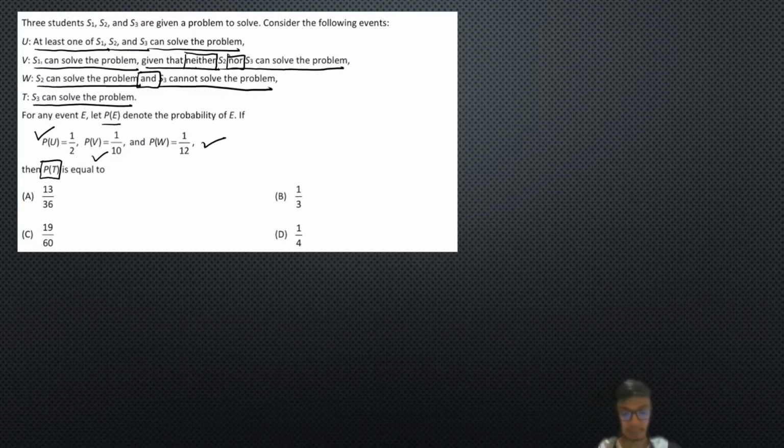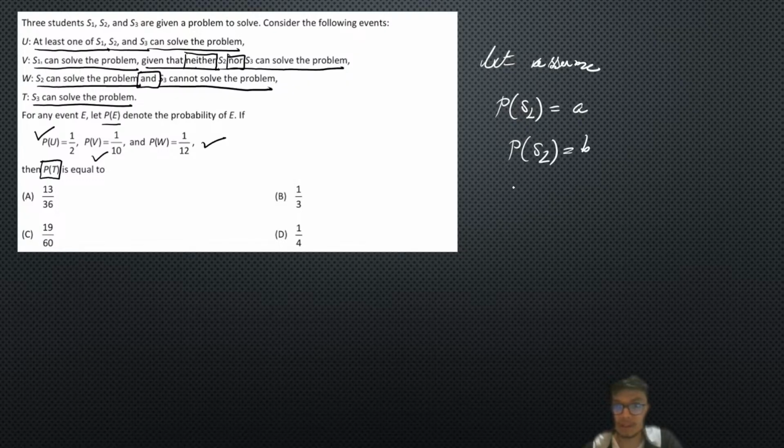From the Venn diagram and by doing the analysis of the Venn diagram, you're going to definitely get to the solution. Since we don't have information about the chances that S1 can solve the problem, that S2 can solve the problem, and that S3 can solve the problem, let's assume that the probability that S1 can solve the problem be some letter A, the probability that S2 can solve the problem be some B, the probability that S3 can solve the problem be some C.